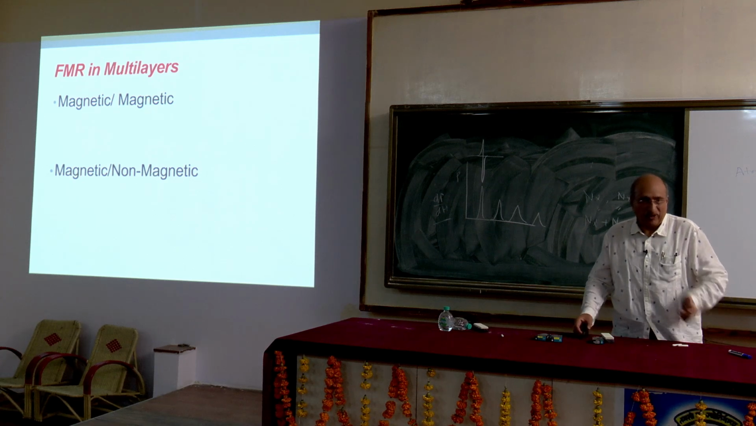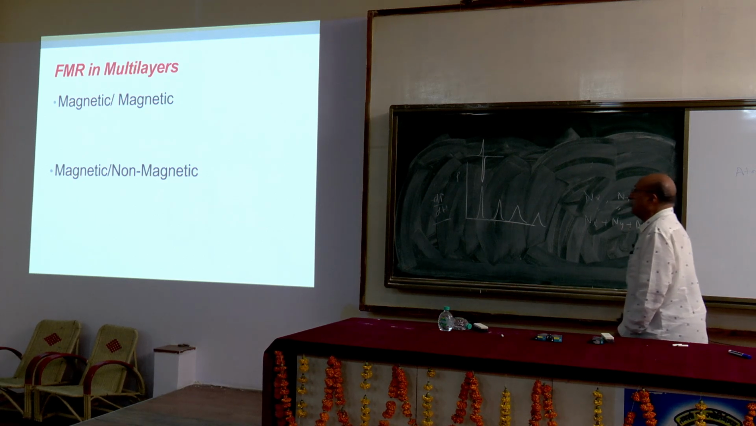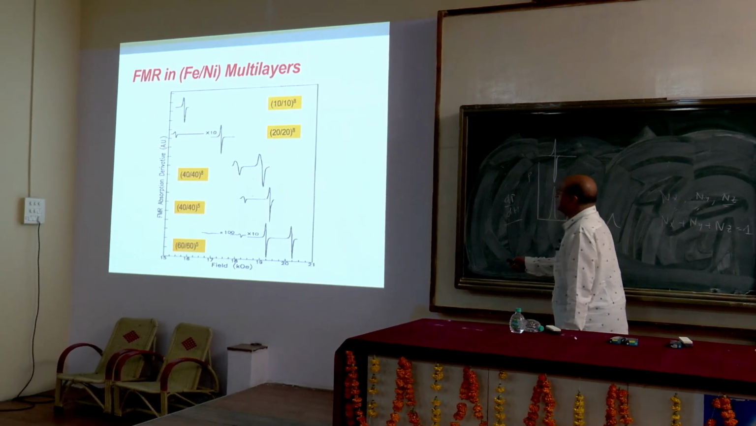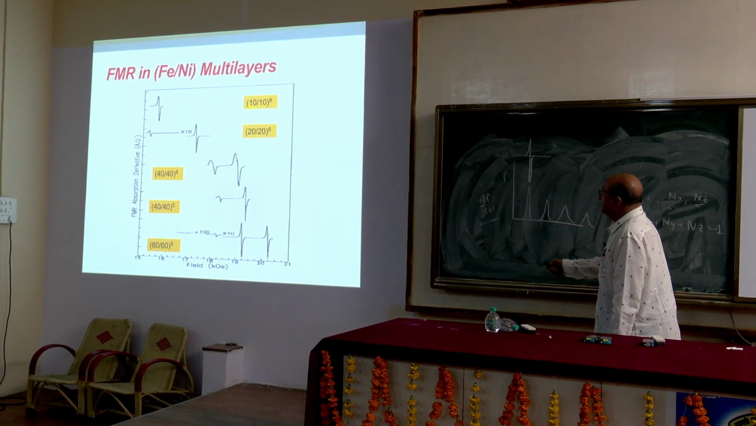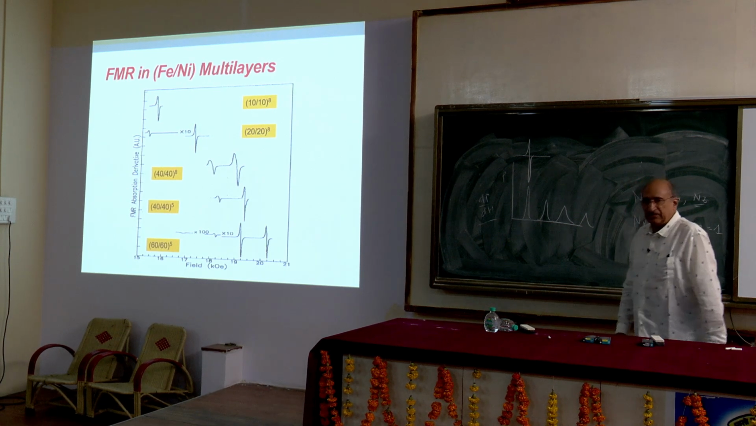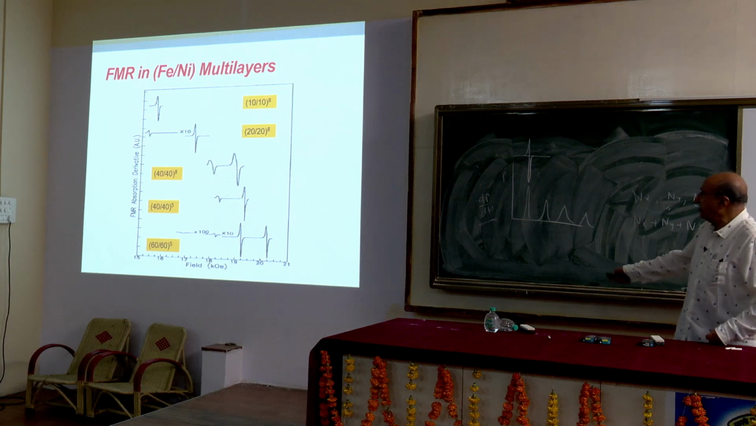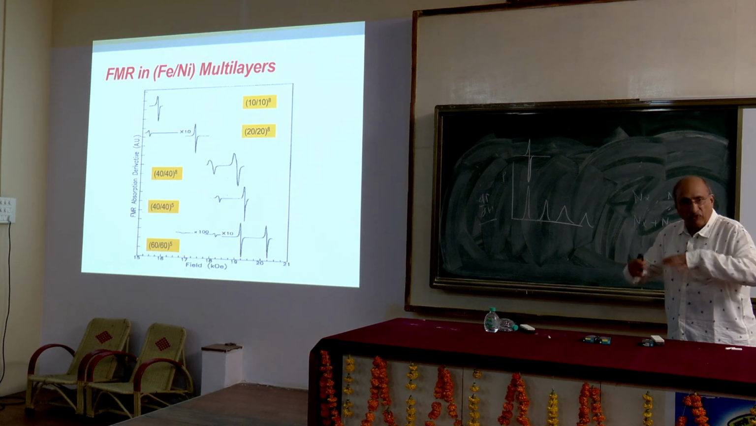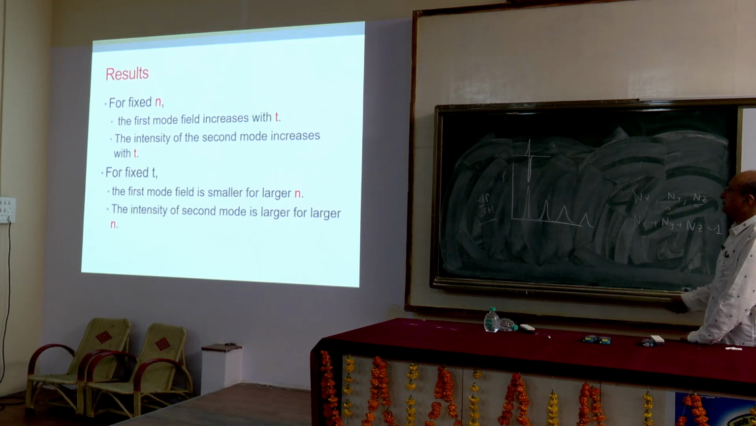So one of my PhD students worked on this particular problem. We took magnetic multi-layers, magnetic non-magnetic multi-layers. This is iron nickel multi-layers, 10 angstrom iron, 10 angstrom nickel, 8 times. These are the films deposited, and these are the resonances. You can see how resonances are changing, and from that you can get an idea of the quality of the films and things like that.